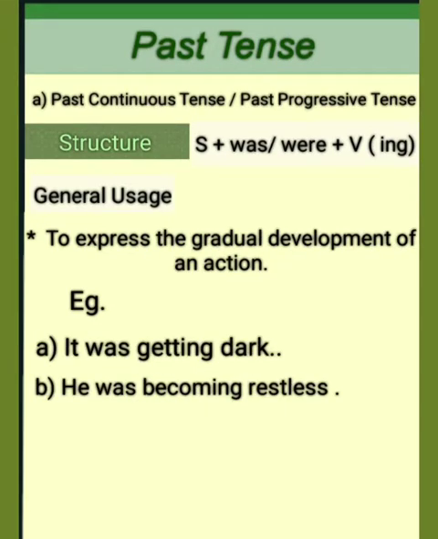And the fourth usage of past continuous is to express the gradual development of an action. For example, first, it was getting dark.